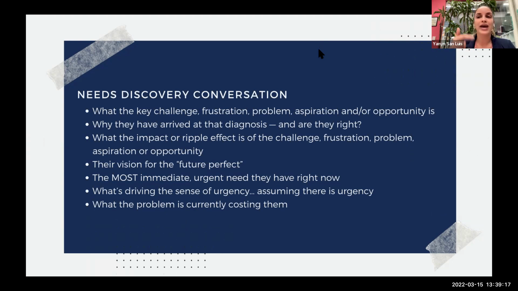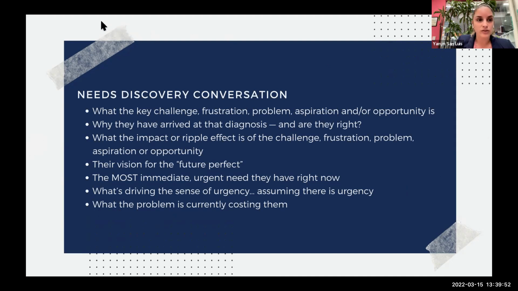Because here's the thing, you can't create urgency where there's no urgency, but you can bring to light any issues that they might not have considered, and they can make a decision for themselves. You're guiding them, essentially. And what is the problem currently costing them? If you are able to quantify for a prospective client what the problem is already costing them, you're going to be miles ahead of where you need to be. And this is just, again, a needs discovery conversation.